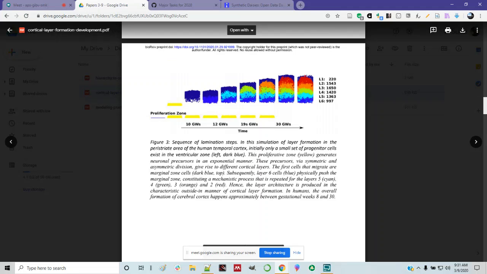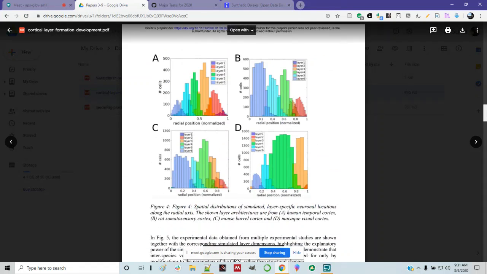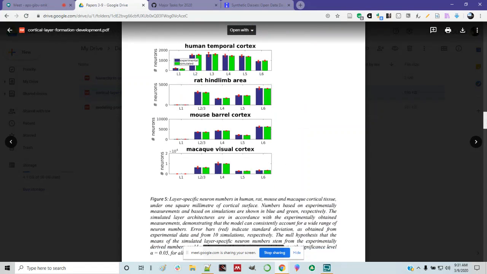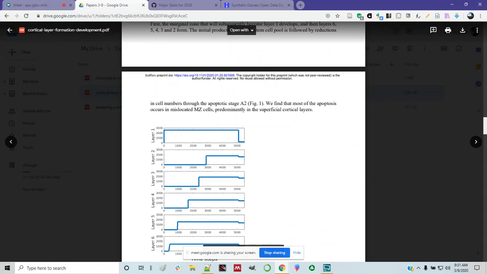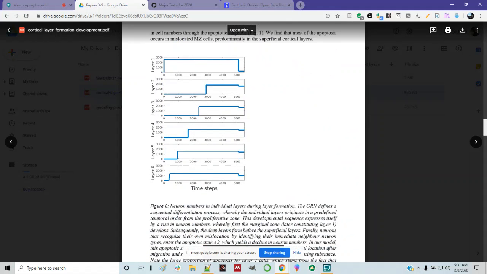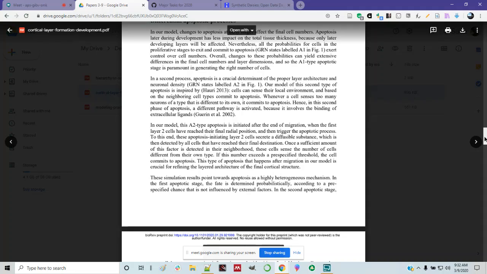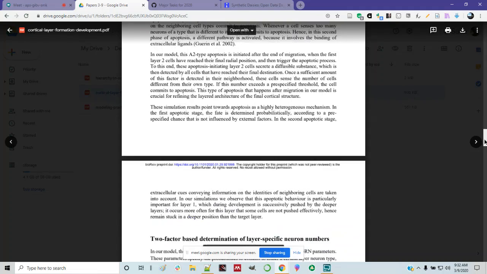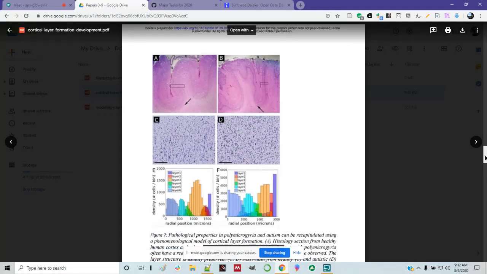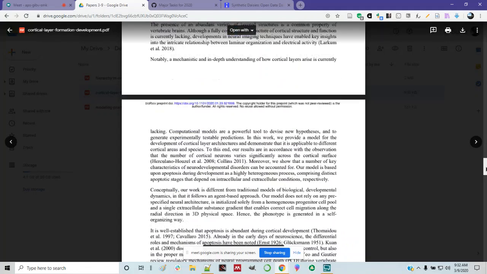Let's see what else here. And they have the spatial distributions of neuronal locations, layer-specific neuron numbers in different species in different areas. Then this is, I think, the simulation neuron numbers in individual layers during layer formation. So they kind of go through this, they characterize the data, then they do the simulation. Let me see, discussion.